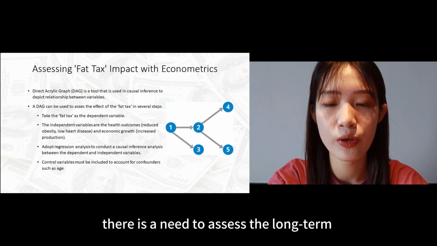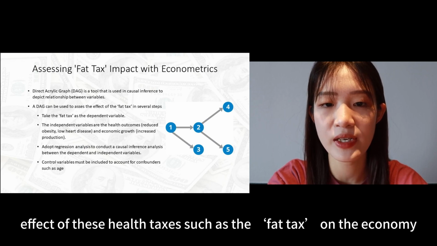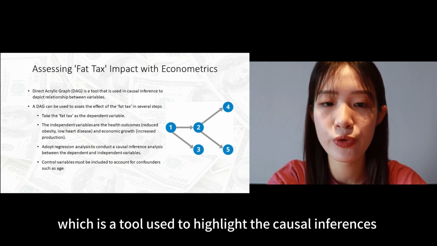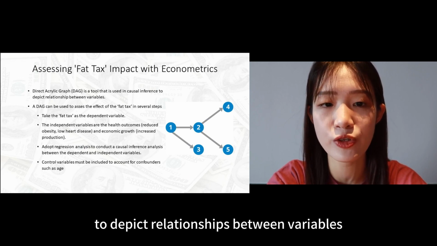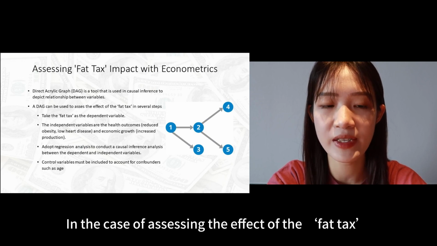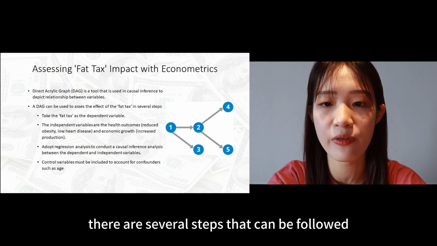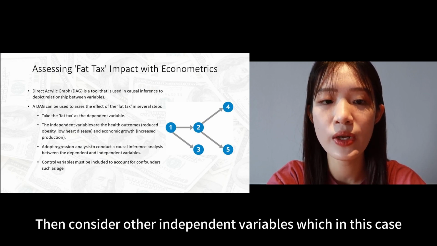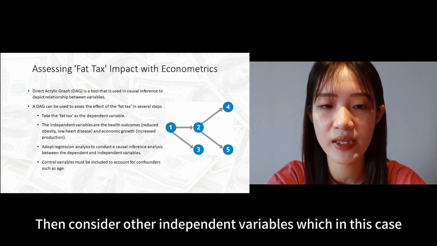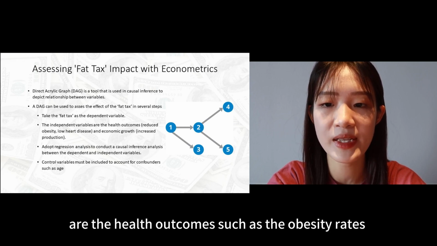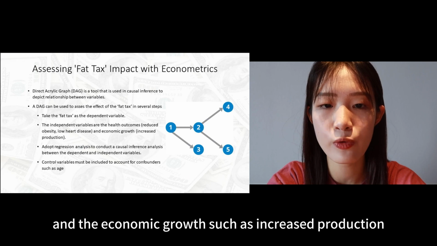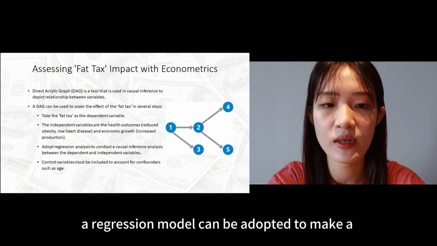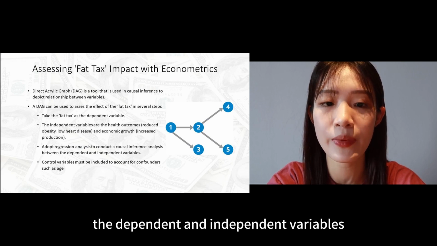Finally, there's the need to assess the long-term effect of these health taxes, such as the fat tax, on the economy. To do so, we can apply the directed acyclic graph, which is the tool used to highlight causal inference to depict relationships between variables. In the case of assessing the effect of the fat tax, there are several steps that can be followed. One needs to consider the tax as the independent variable, then consider other dependent variables, which in this case are the health outcomes such as the obesity rate and the economic growth such as increased production. After this, a regression model can be adopted to make a causal inference analysis between the variables.